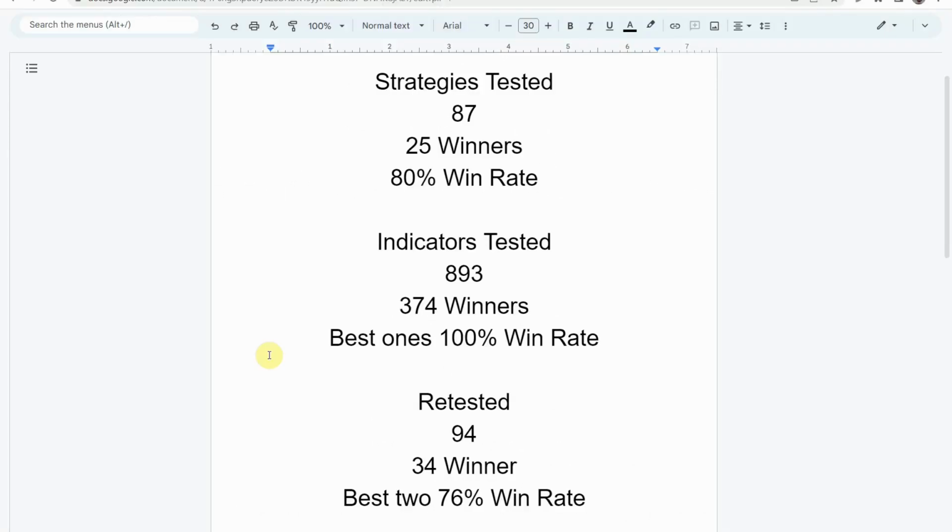Now, if you are interested in a full list of these indicators and strategies along with their win rates, we've compiled all that information into spreadsheets, which you will get when you become a patron of the channel. And keep in mind that we test most of these strategies and indicators on the Forex and crypto market, but they can be applied to just about any market and time frame universally.